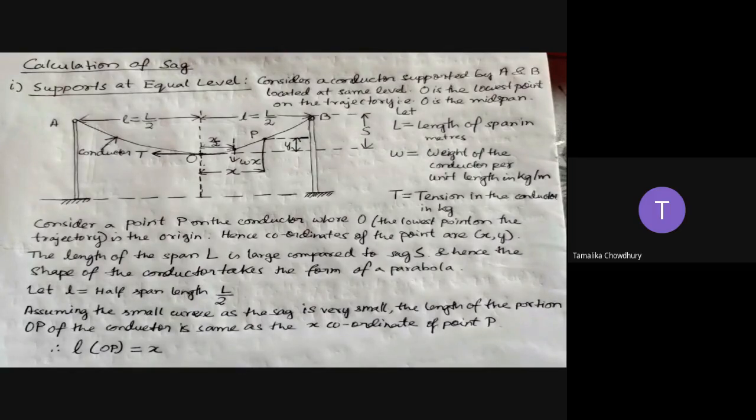The ground is also tilted in slope and the two towers are also smaller than each other, means not the same. One is big, one is small. So in that case, when the supports are at unequal level, what are we supposed to get? Here only one sag S we are getting. But if both of them are at different levels, then we will get two sags, means one for one tower, another for another tower. Is it or not?